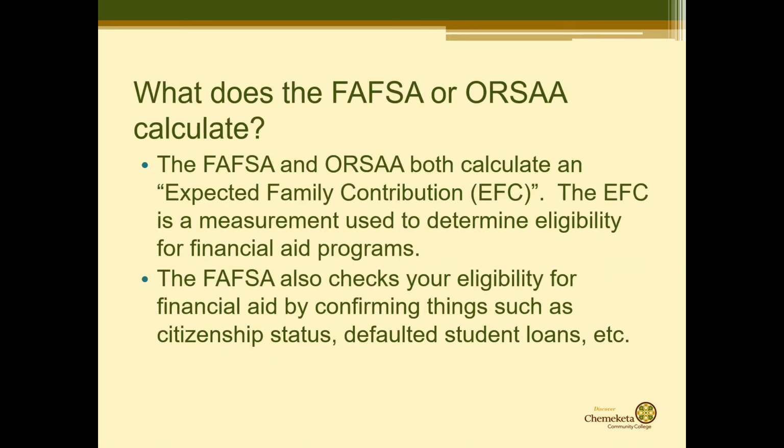The FAFSA and ORSA both calculate a number called the Expected Family Contribution, or EFC. You may hear a lot about this. It really isn't an accurate picture of what you can or will pay for college, but is simply a tool used by financial aid administrators to determine the types and amounts of financial aid that you qualify for. The FAFSA also helps determine eligibility for federal financial aid by confirming things such as citizenship, that you're using the correct social security number, etc.